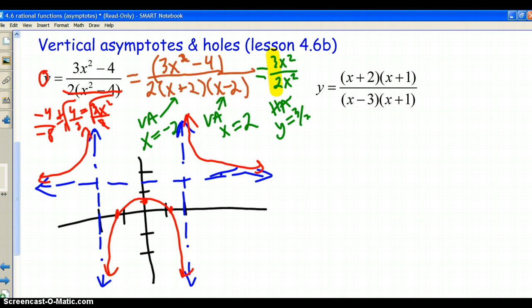And so my graph looks something like that. Now let's go to our next one. And this is where I really want you to see the hole. So I wanted you to see one with 2 vertical asymptotes. I also want you to see one with a hole. So something interesting is going to happen on this one.